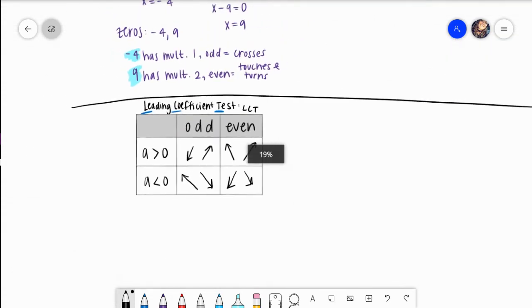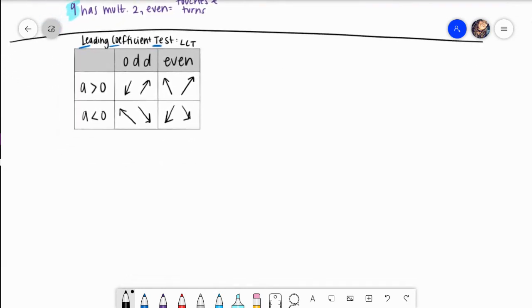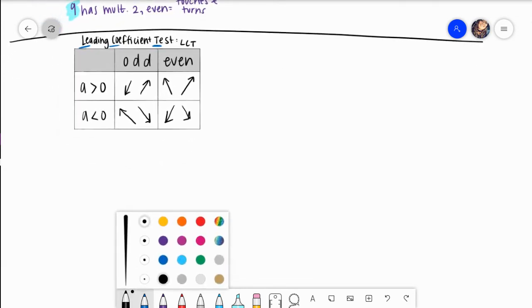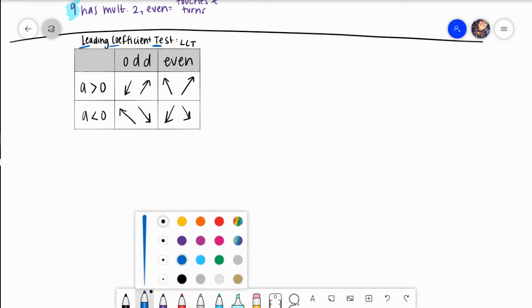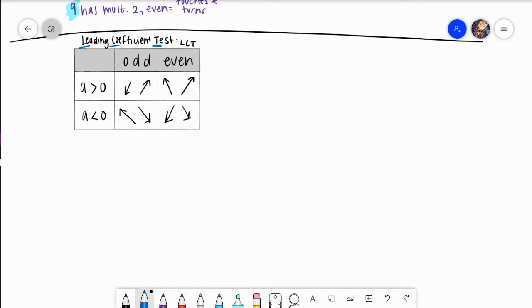Okay, so let's say this is our function. Say we have f of x equals x cubed plus 4x squared minus x minus 4.